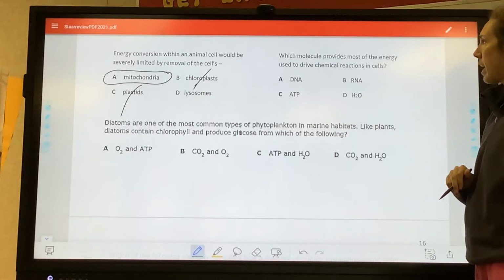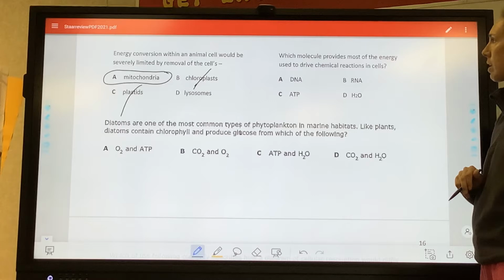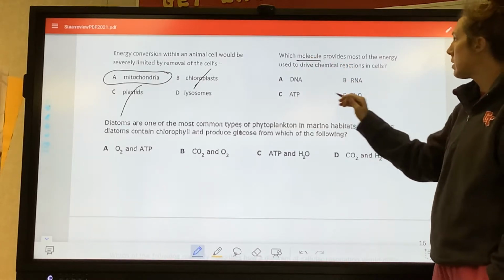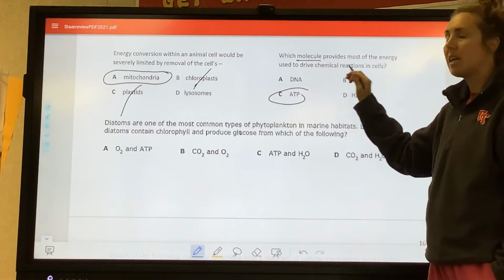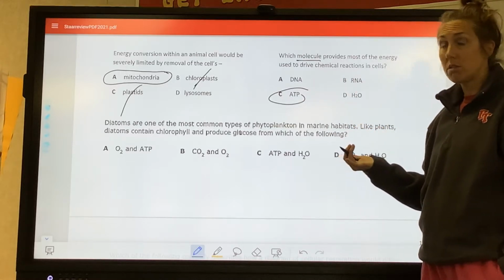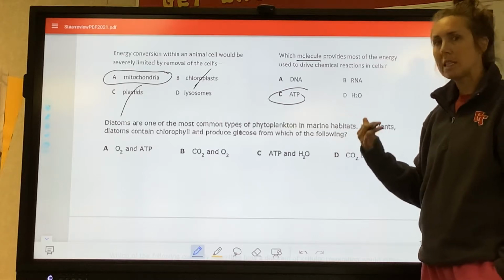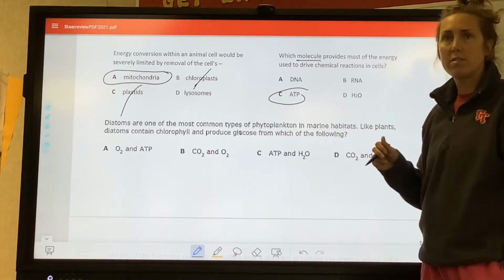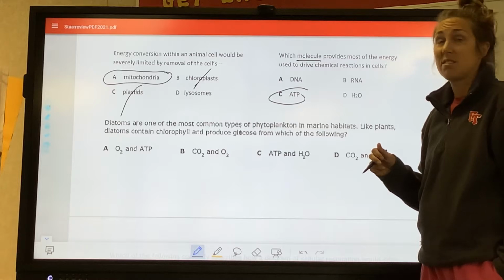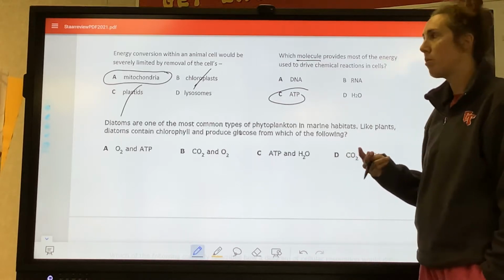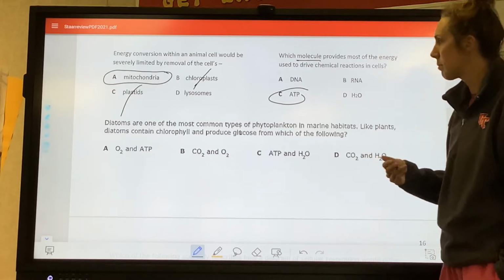Which molecule provides most of the energy used to drive chemical reactions? So it's which molecule, and that is ATP. DNA and RNA are molecules, but they drive transcription, translation. Water drives photosynthesis, it keeps you hydrated, but we haven't really talked about water driving anything.